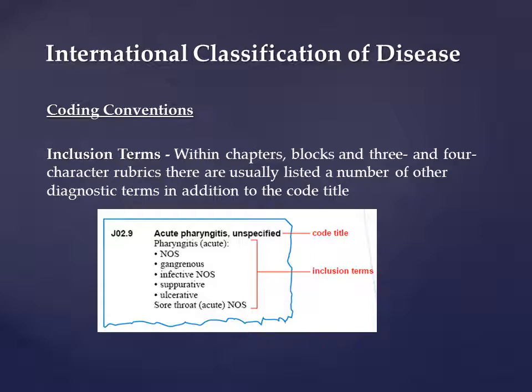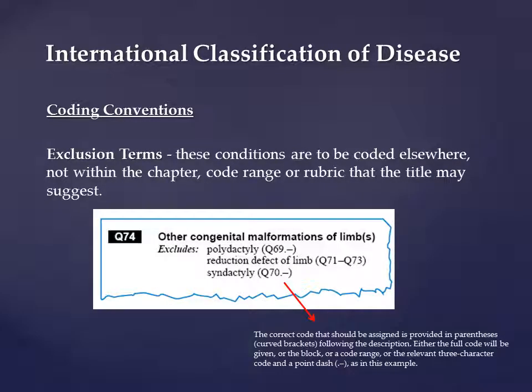Inclusions listed at the chapter level refer to all the codes in the chapter, while inclusions listed at the block level refer to all the codes in that block. On the other hand, exclusion terms are the conditions that are not included or covered by the code. It can be coded elsewhere, not within the chapter or code range. The correct code can be assigned in the exclusion notes as in the example. Either the full code will be given, or the block, or a code range, or the relevant three-character code and a point dash.